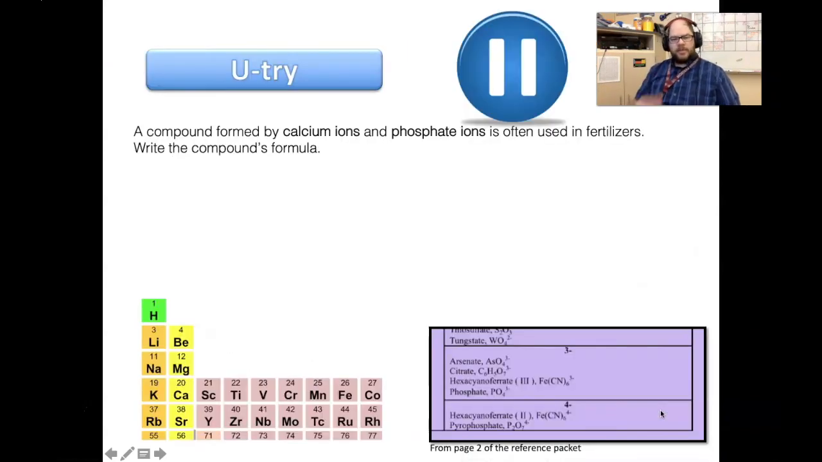All right, go ahead and pause the video, see if you can solve this one here. Looks like we're doing calcium and phosphate.